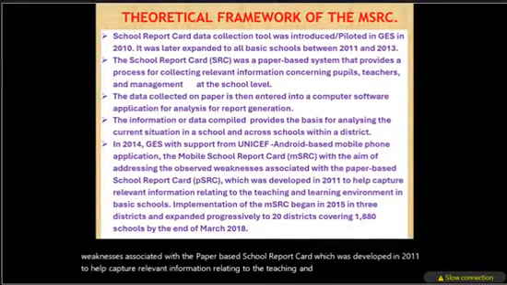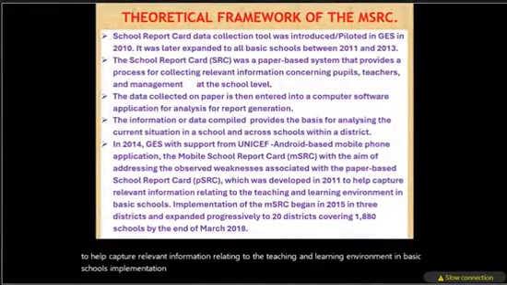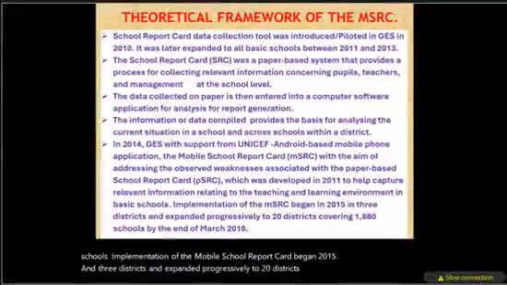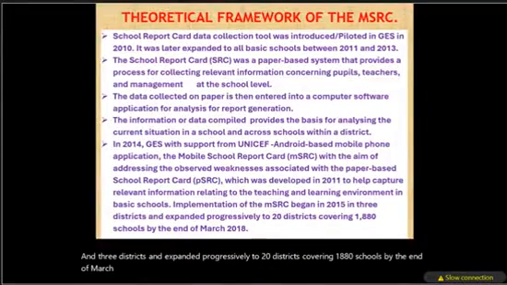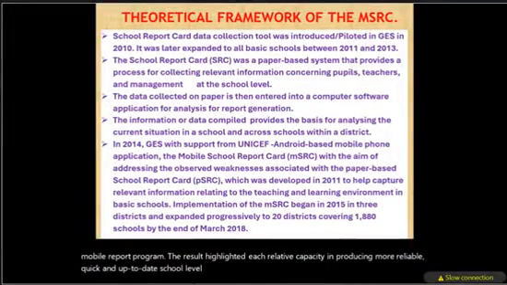basic schools. Implementation of the mobile school report card began in 2015 in 3 districts and expanded progressively to 20 districts, covering 1,880 schools by the end of March 2018. Subsequently, a study was commissioned to evaluate the effectiveness of the mobile report program. The result highlighted its relative capacity in producing more reliable, quick, and up-to-date school-level data on key education indicators, triggering interest among key actors regarding further expansion of the program to the new districts.